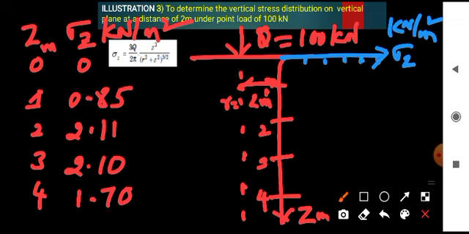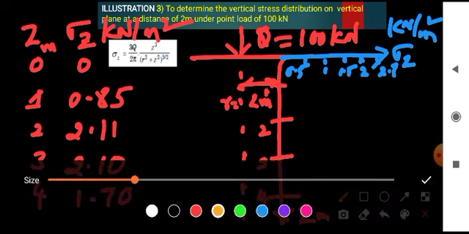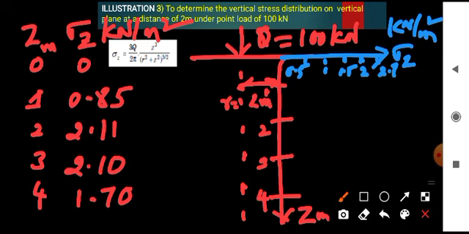Okay, so this is 0.5, 1, 1.5, 2, 2.5. Now we will try to plot the points. So 0 means the first value is 0, so 0 depth, 0 kilonewton per meter square.